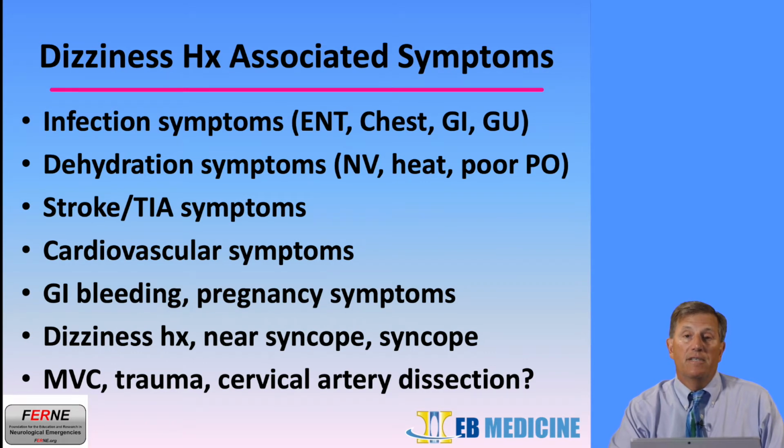Next, let's consider dizziness history associated symptoms. Are there infection symptoms, ENT symptoms that might be causing irritation to any portion of the head and neck? Are there chest, GI, or GU symptoms that can be causing fever or dehydration, for example? Are there specific dehydration symptoms, nausea and vomiting, exposure to heat, poor PO intake? Are there specific stroke, posterior stroke, or TIA symptoms? Are there cardiovascular symptoms such as palpitations or apparent orthostatic symptoms due to cardiovascular meds? Is there a history of GI bleeding or anemia?